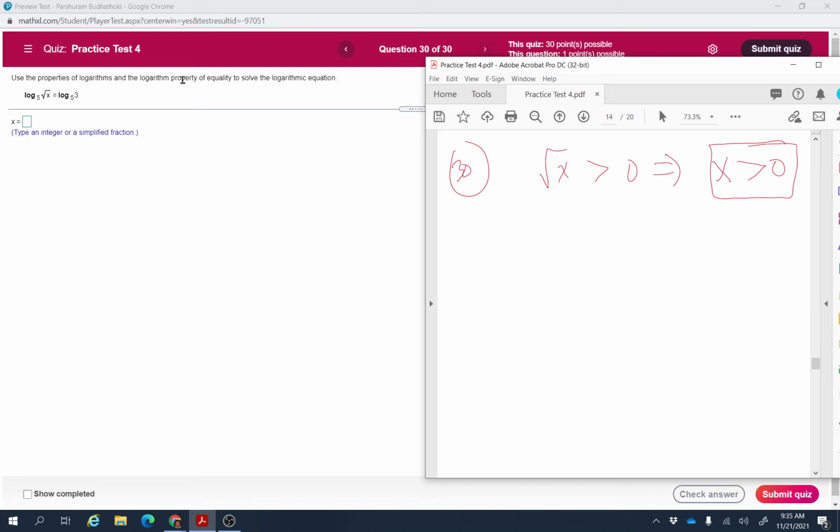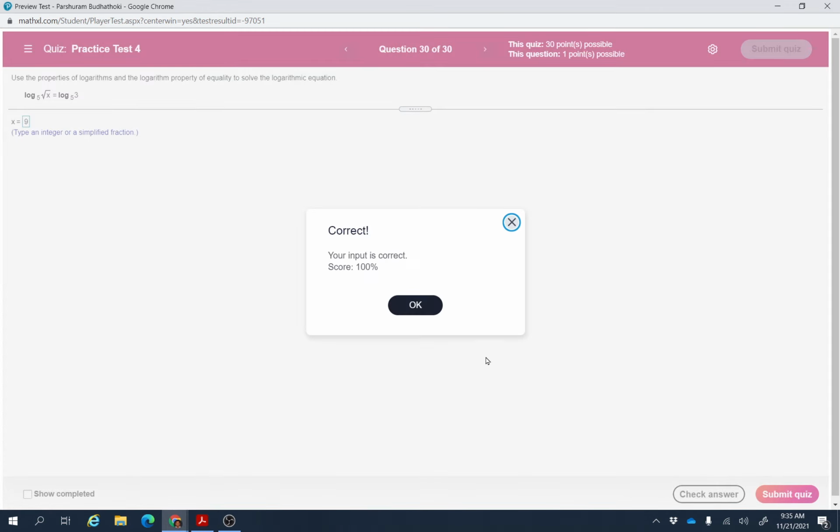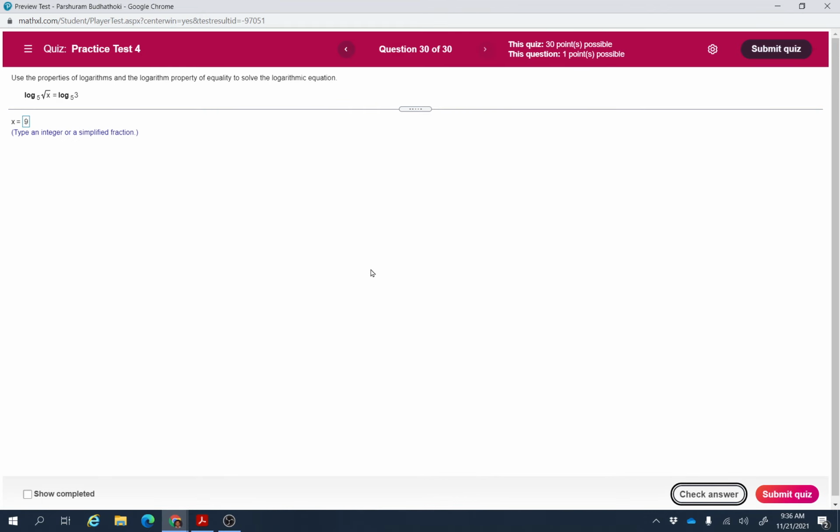So now to solve the problem, because they have the same base, we can write down the square root of x is equal to 3. If we square both sides, x would be 9. So that is in the domain, so I can write, okay, x equals 9 is the solution. Okay, so that's practice test 4.